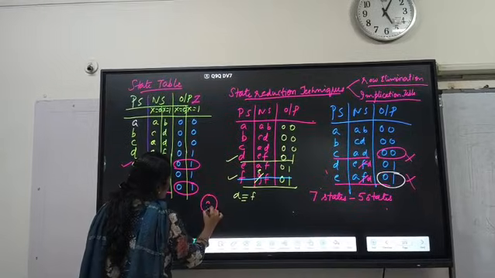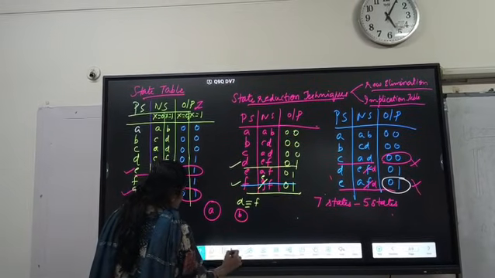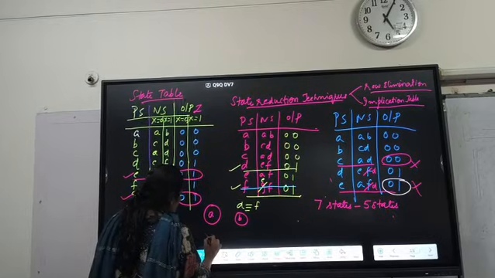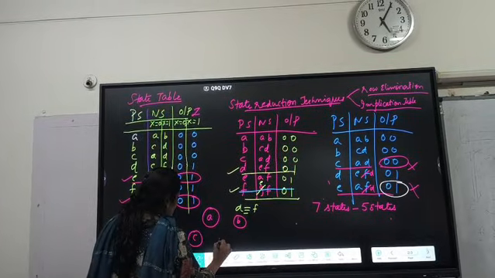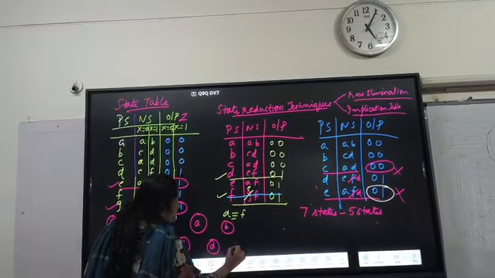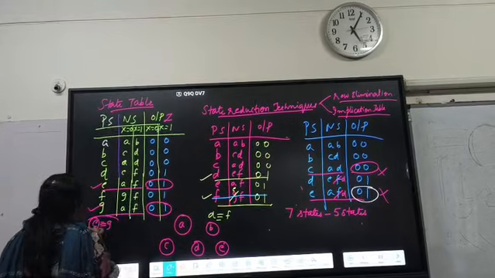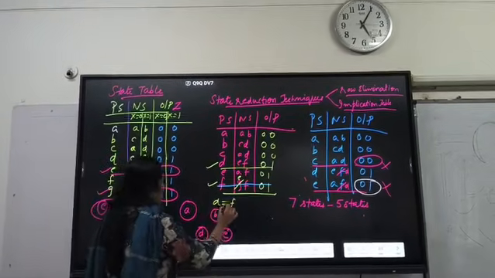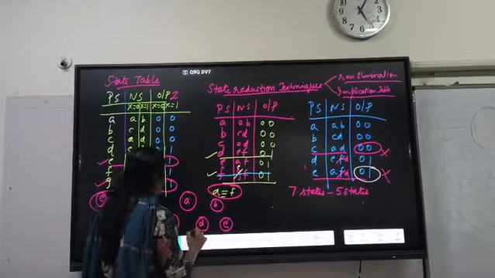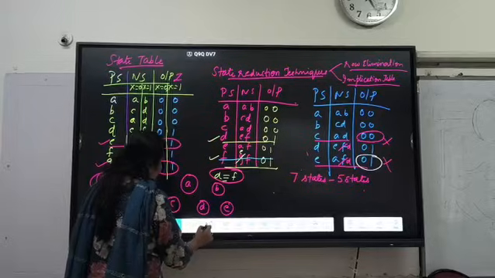This is your Mealy model, mind you. I have A, B, C, D and E. So which are the equivalent states? I have written here. E and G are equivalent. D and F are equivalent. So we have eliminated G and F.